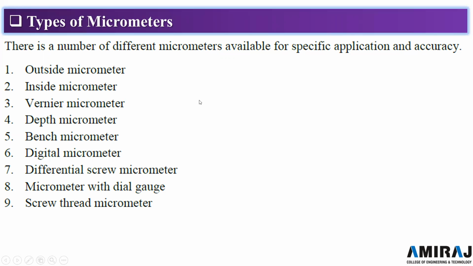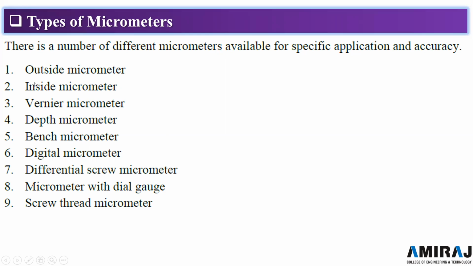Then there is vernier micrometer. Then depth micrometer is used to measure the depth. Then there is bench micrometer, digital micrometer, differential screw micrometer, micrometer with dial gauge, and screw thread micrometer. So these are the 9 types of micrometer.